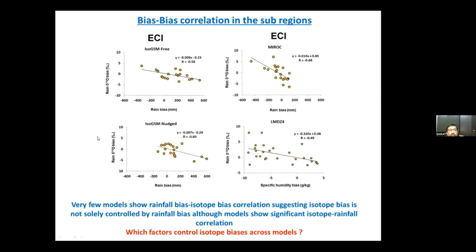So here we plotted rain isotope biases against rainfall biases. We can see there are some limited occasions for limited models where we get a negative correlation, where increasing overestimation of the rain amount is connected to the underestimation of the rainfall isotope values, but it is not applicable to all models in all regions. So which factors actually control the isotope biases?